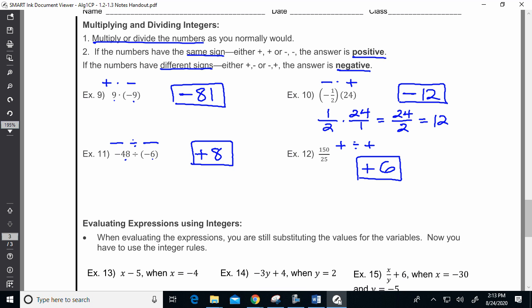Any questions multiplying or dividing before I show you what your homework is? And I'll take you directly into your learning time.